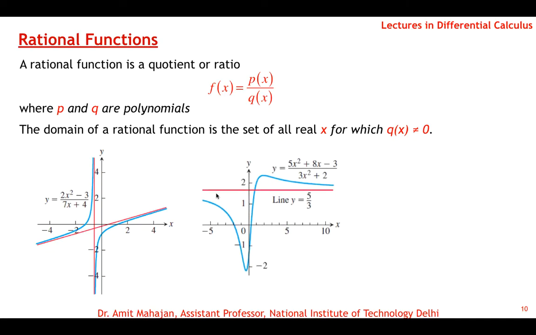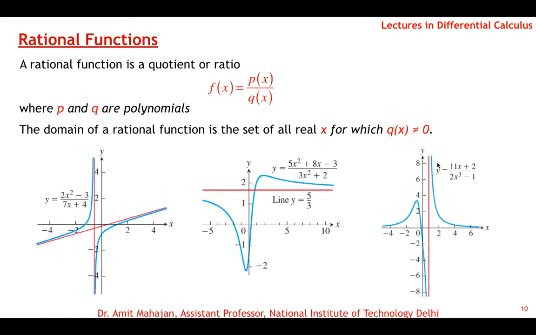Similarly, given another function, polynomial by polynomial, we can draw the geometry. The domain of this is everywhere except where the denominator equals 0. No real value of x will make the denominator 0, so the domain of this function is minus infinity to infinity. Similarly for this polynomial by polynomial, the domain is every x except the points where the denominator is 0. So that's this point.